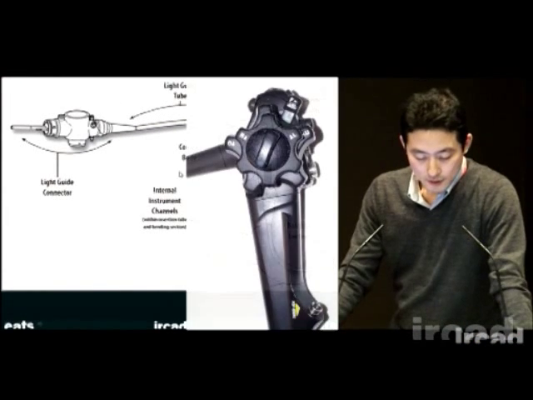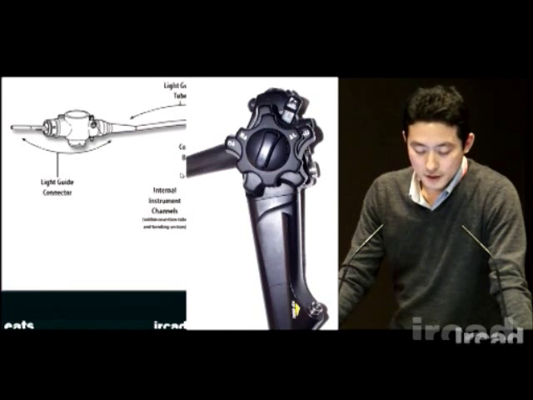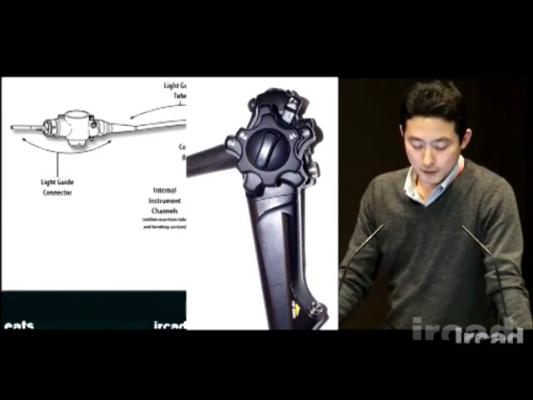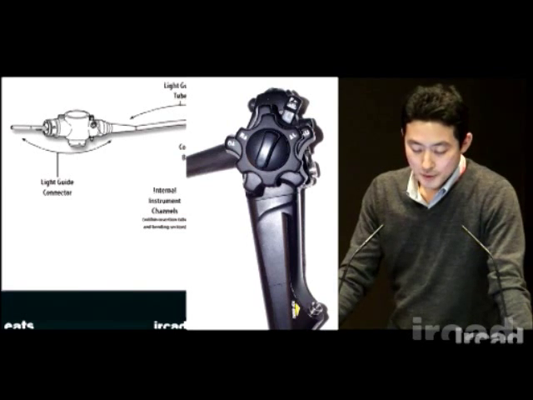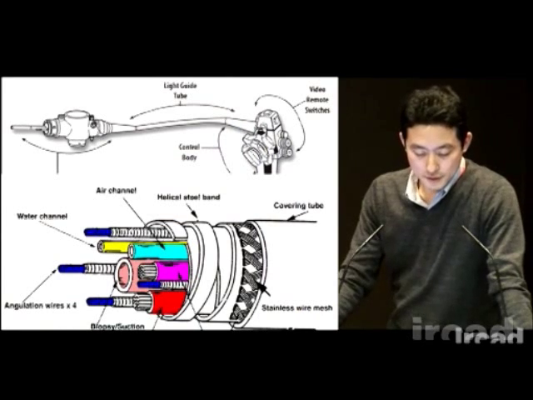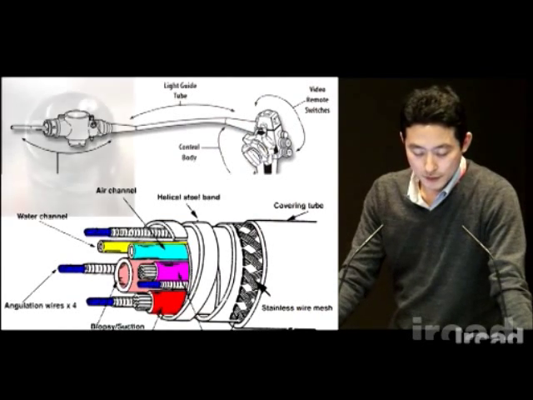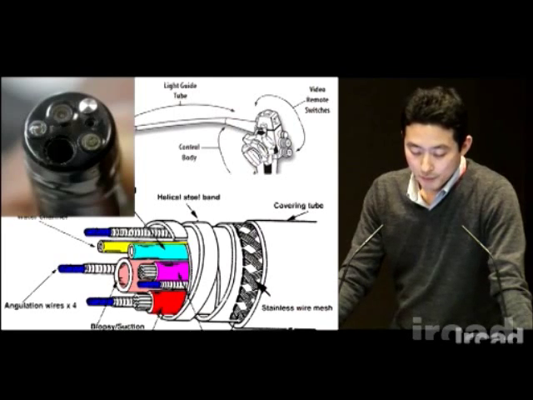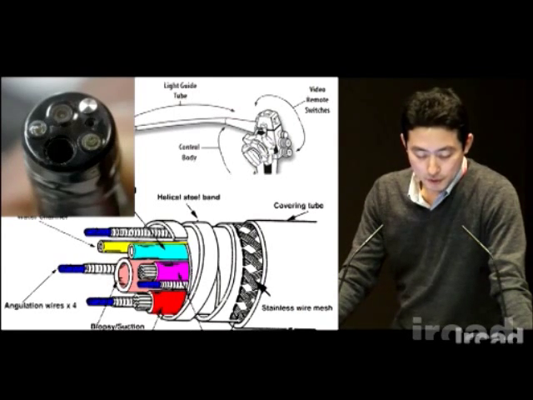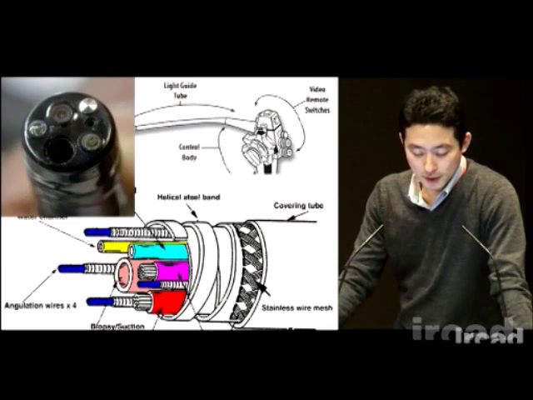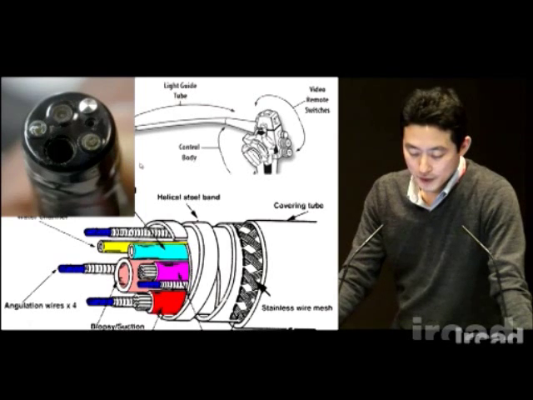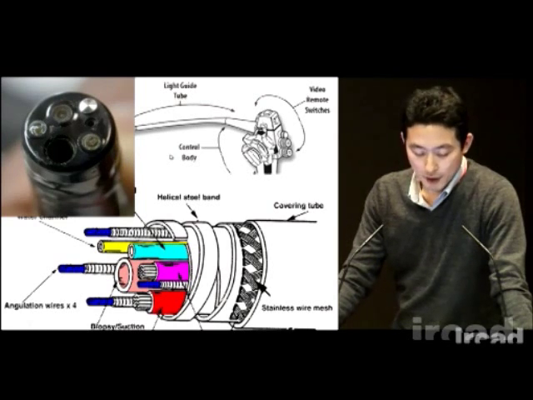The control body, this section of the scope, contains the position controls, angulation control knobs, air, water, and suction control valves, remote video switches, biopsy port, and focus mechanism for fiber optic scopes. The insertion tube is a long flexible tube inserted into the body during normal use. The insertion tube is hollow and provides protection for the delicate internal components, including the angulation system, fiber optics, video signal wires, and biopsy channel.